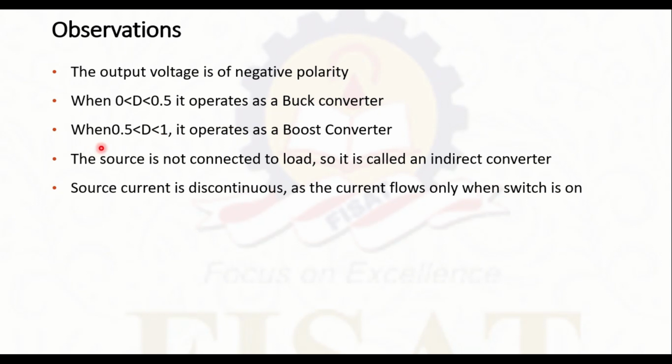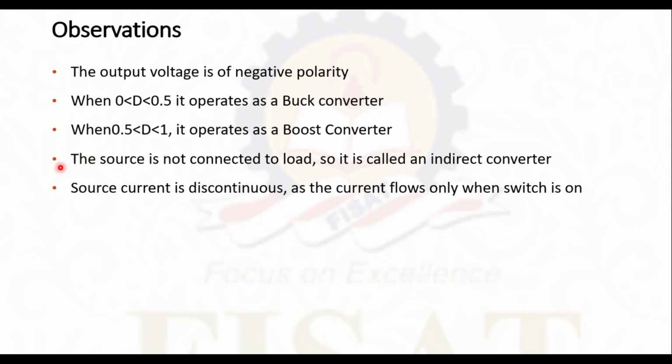Third point, when the duty cycle is between 0.5 and 1. The normal values of duty cycle are always between 0 and 1. It is actually the duty ratio, so the ratio will have values between 0 and 1. According to the third point, when the duty ratio is between 0.5 and 1, it operates as a boost converter. That is, when D is between 0.5 and 1, the output will be higher than that of the input.